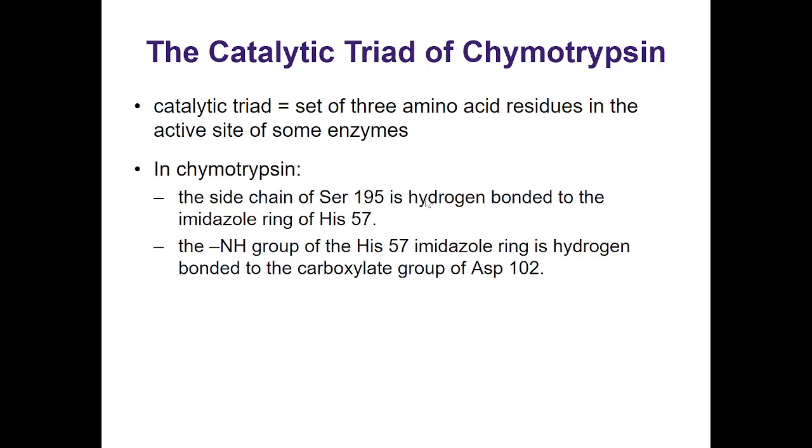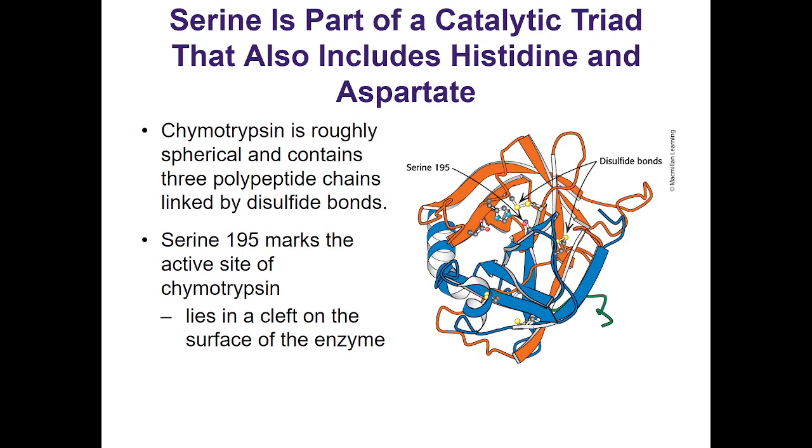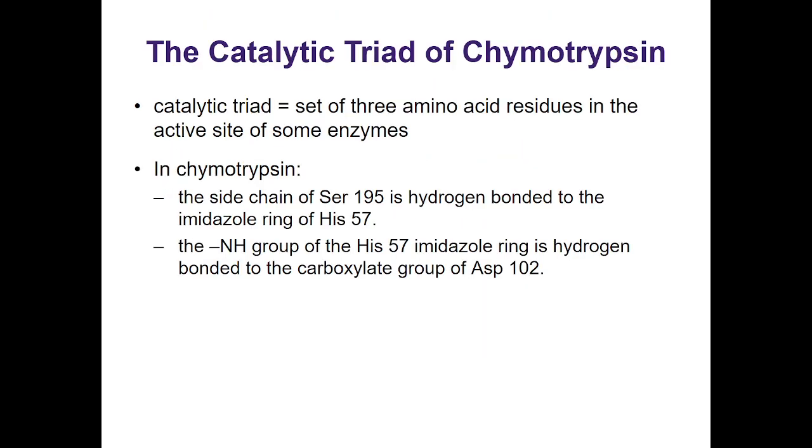In chymotrypsin, the side chain SER195 is going to be hydrogen bonded to an imidazole ring, which is His57. You can actually see that right here. Can you see that? And how it's in close proximity, so you can make hydrogen bonds to it.